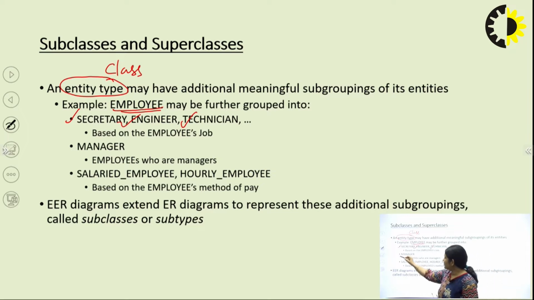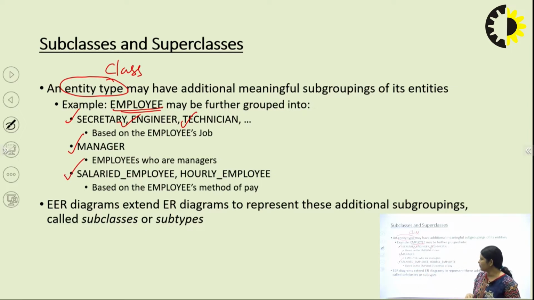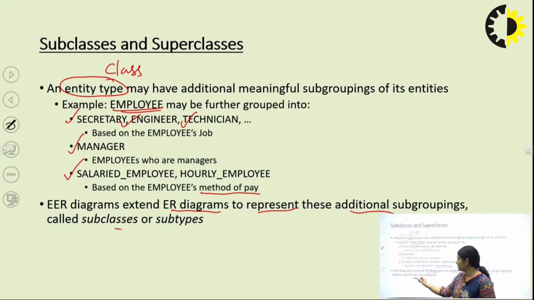Then we can have managers, these are the employees who are the managers. Then next entity type can be the salaried employees and the hourly employees. Salaried employees, people are getting the wages on the monthly basis. Then hourly employee, people who are getting wages depending upon the number of hours they are working in a day. So it's based upon the method of payment. So extended EER diagrams, they extend the ER diagrams to represent these additional subgroupings. These subgroupings are said to be the subclasses or the subtypes.